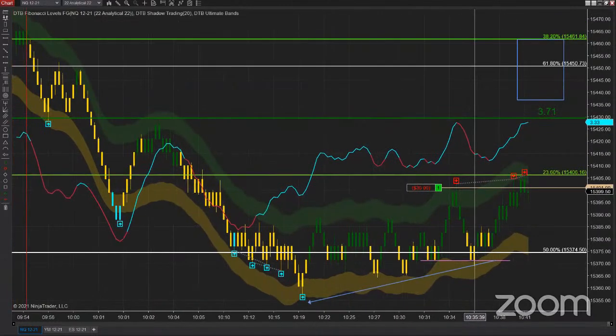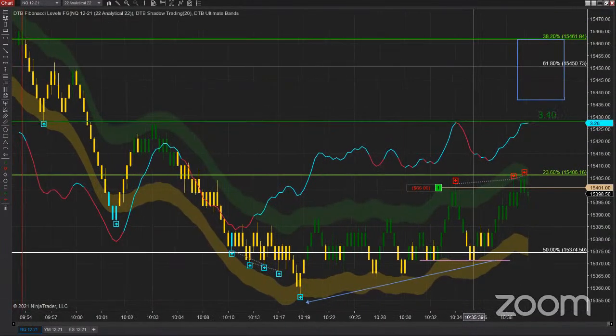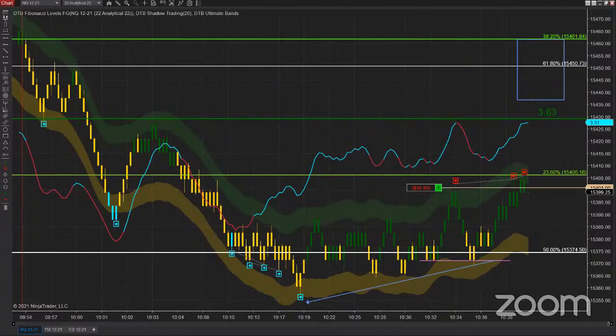Now, the momentum line is not tied to the price. A lot of indicators, you have moving averages that are tied to price. This is a very different type of moving average. It's actually not a moving average at all. That's why it's a free floating line that's just giving an overall sense of the market.